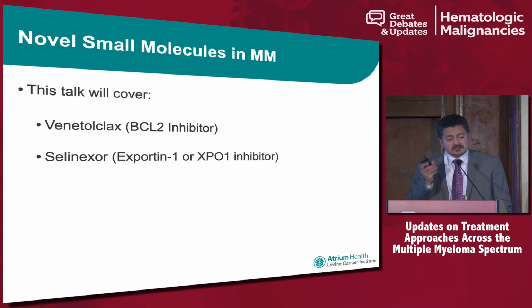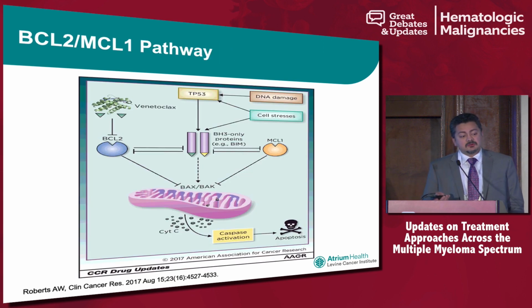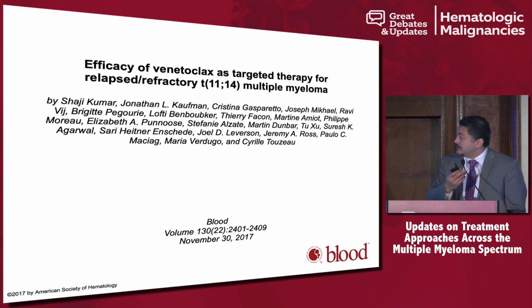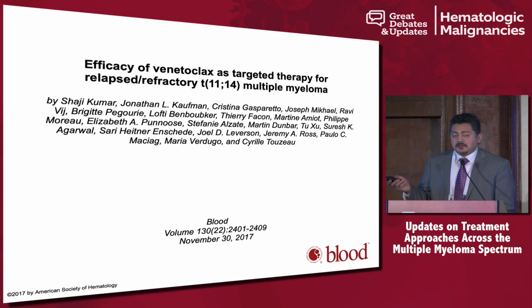So this particular talk will cover data on venetoclax, which is a BCL2 inhibitor, and selinexor, an exportin-1 or XPO1 inhibitor. I'll share some of the challenges we have with each of these molecules, as well as some of the other molecules I'm just going to list that we should be watching out for. So, BCL2 inhibition. BCL2 is an anti-apoptotic intermediary within the mitochondria, which influences a cell's ability to either undergo cell death under duress or survive. And venetoclax is a BCL2 inhibitor.